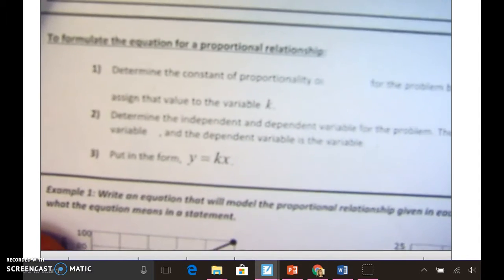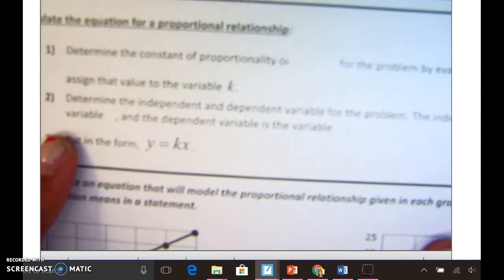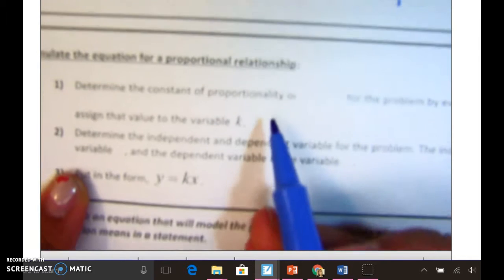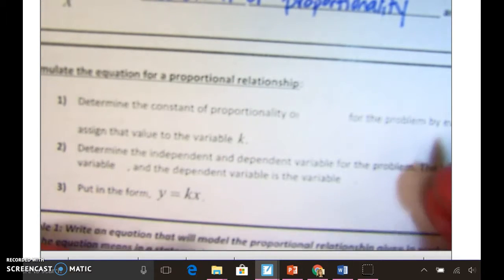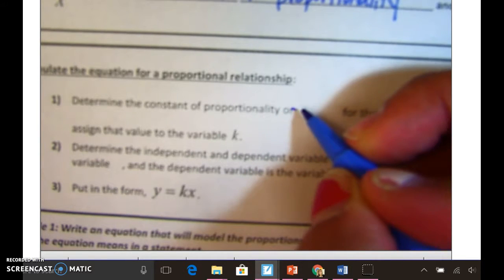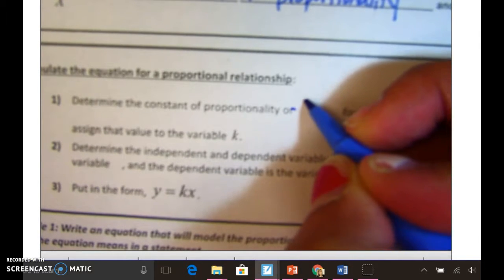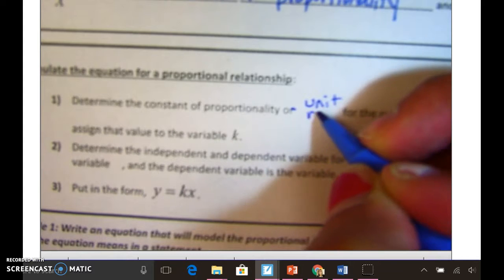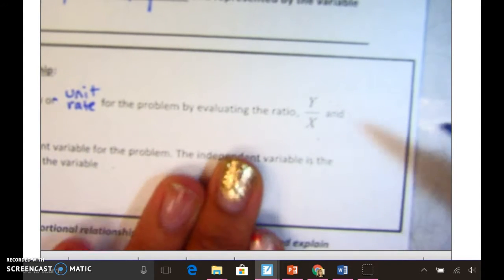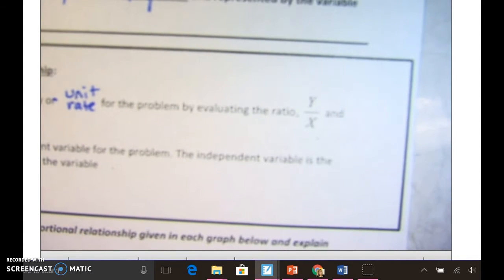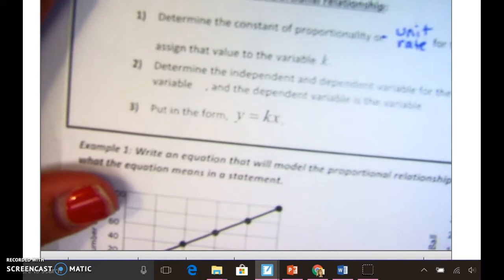Okay, so this is how this works. If you want to find the constant of proportionality, if you want to find k, how x and y are changing proportionally, you can find the unit rate for the problem by evaluating the ratio of y to x. And we'll do this in an example in a minute. And assign that value to the variable k.